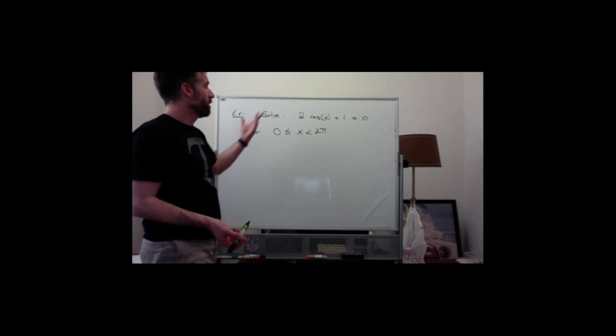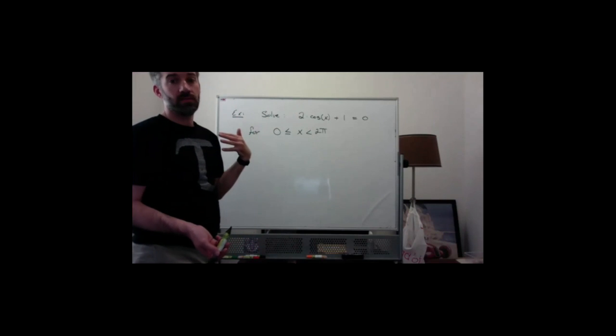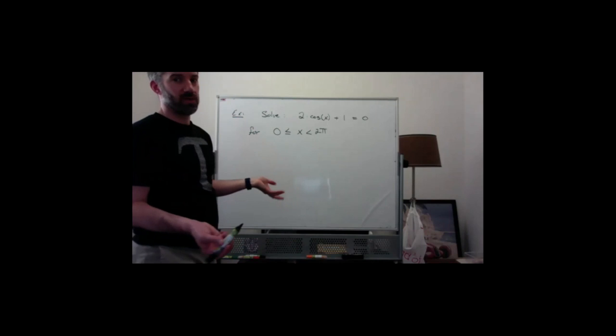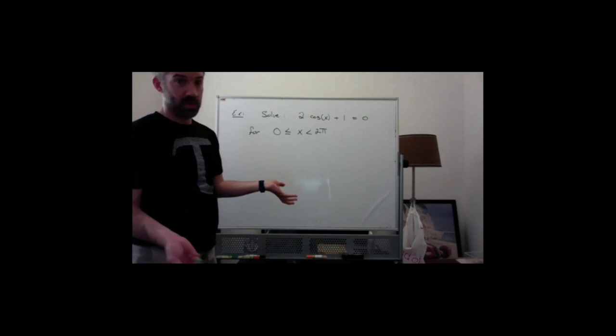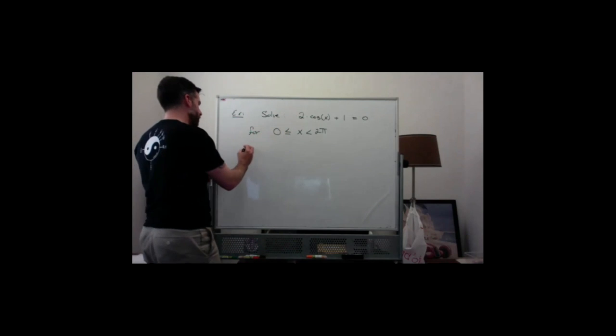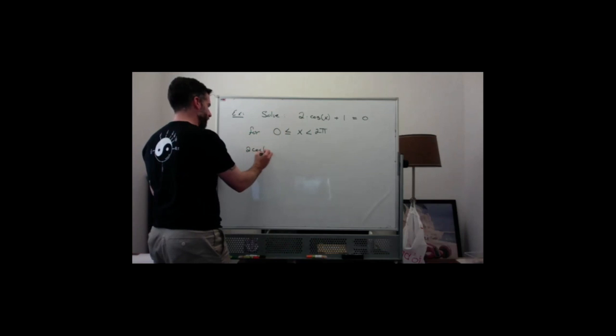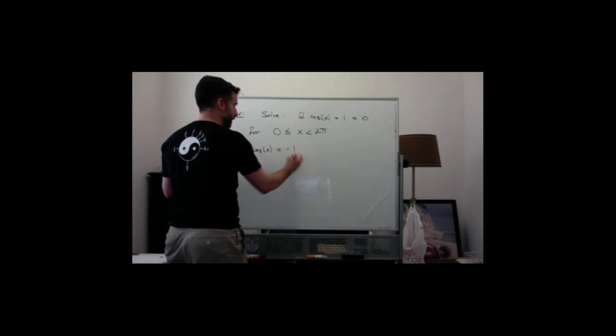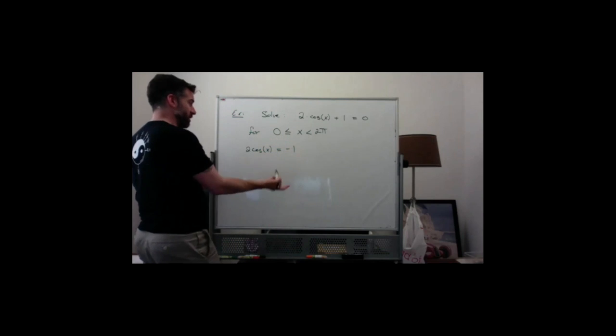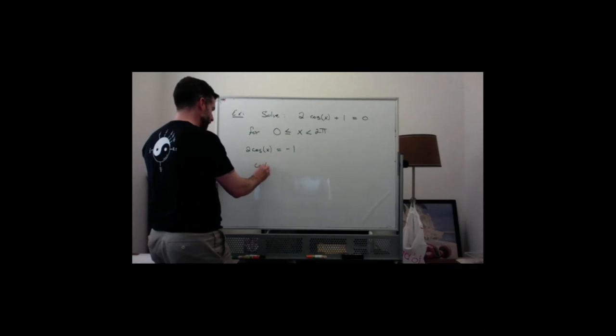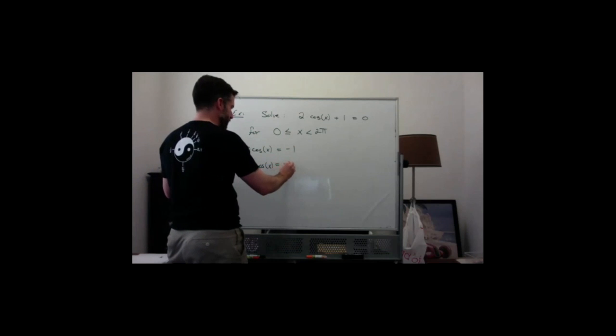All right, so to solve this equation, I'm usually going to just isolate my trig function. So I'm going to first subtract 1. So I'm going to say 2 cosine of x is equal to -1. And then I'm going to divide by 2, and say that cosine of x is equal to -1/2.